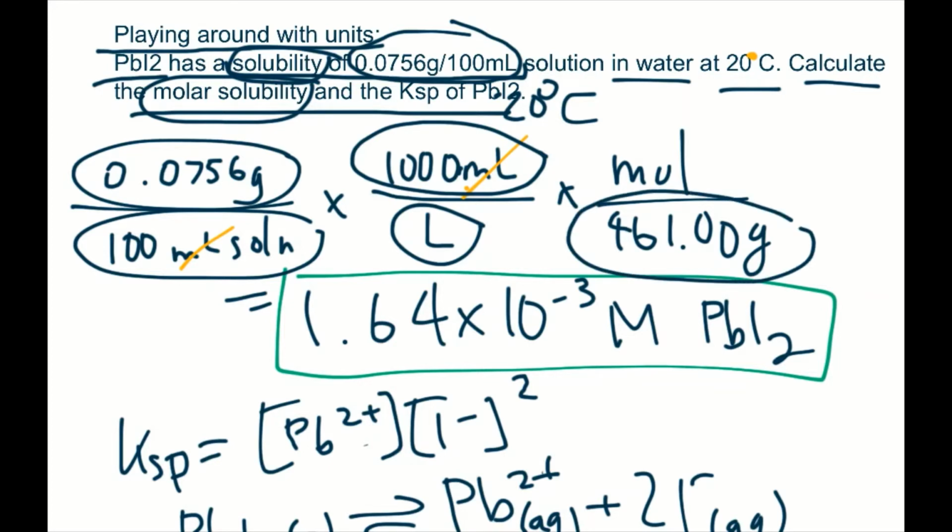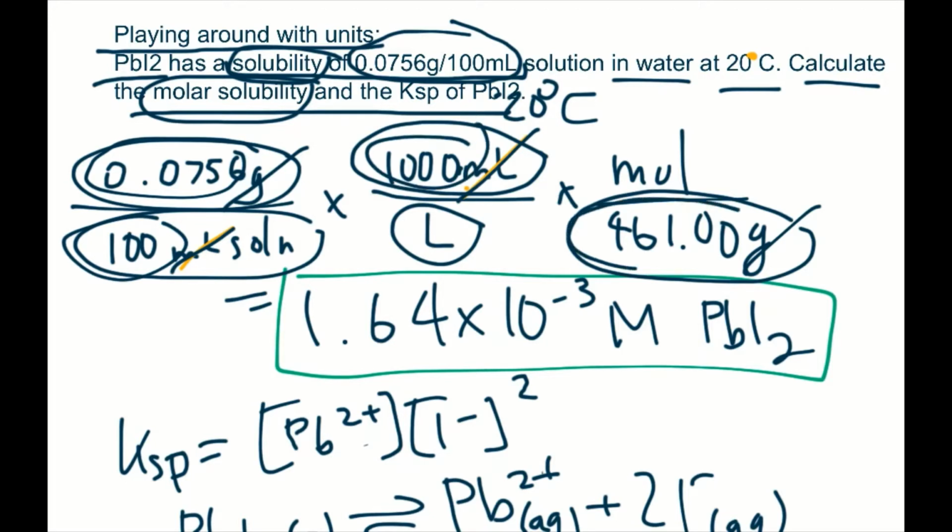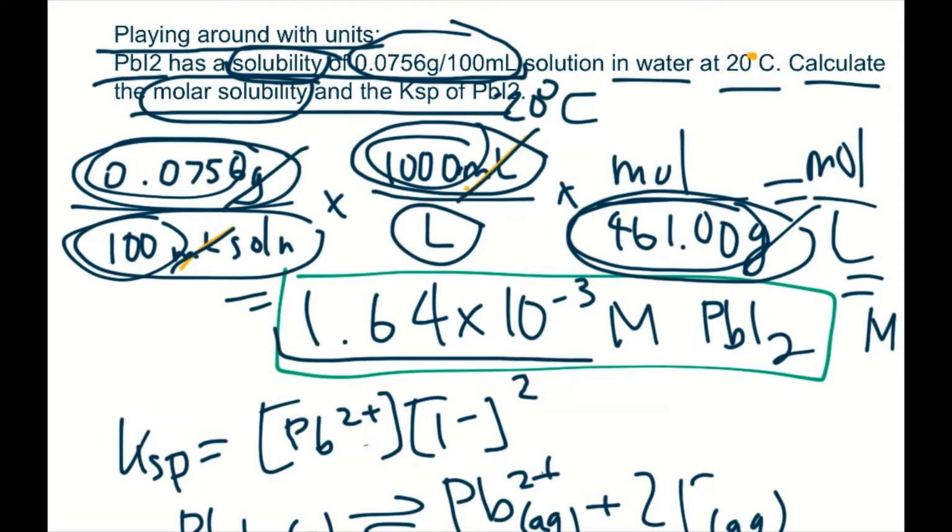Multiplying it all out, we cancel out the grams and cancel out the mL, and we divide by 100, multiply by 1,000, and divide by 461.00. We get our units as moles per liter, and this is the same thing as molarity. So, in the end, the molarity will be 1.64 times 10 to the negative third. Or in other words, the molar solubility of lead(II) iodide is 1.64 times 10 to the negative third molar.